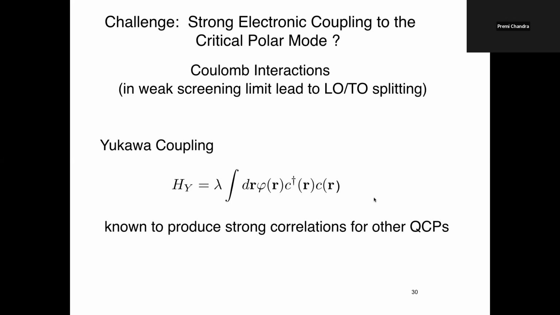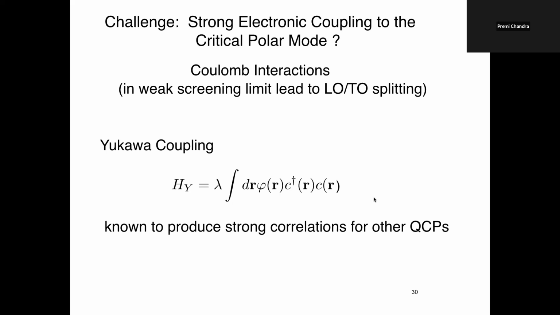Did you say again, with LO-TO? Oh, longitudinal optical and transverse optical. The soft mode is a transverse optical mode, but we also have a longitudinal optical mode, and there's a splitting between them. So when we look at the critical modes, we're only interested in the TO modes. Does that address the question?